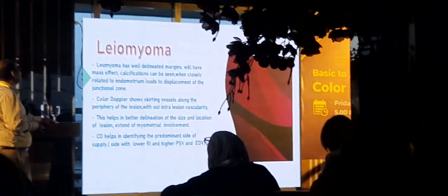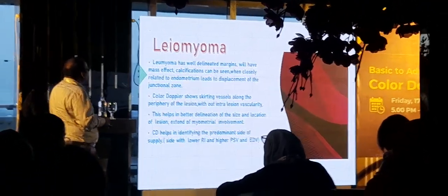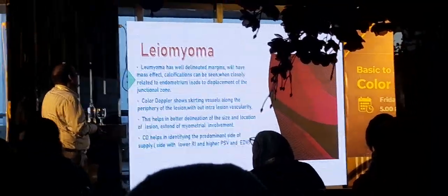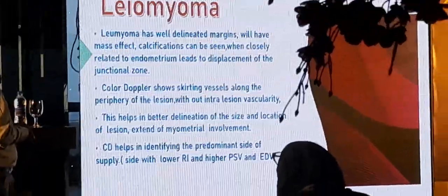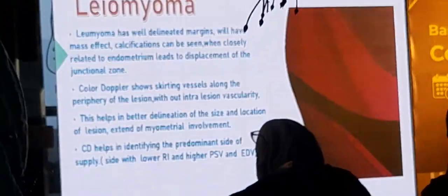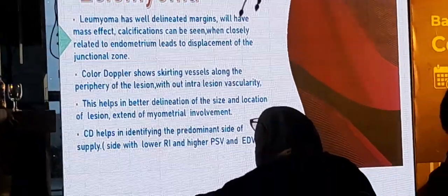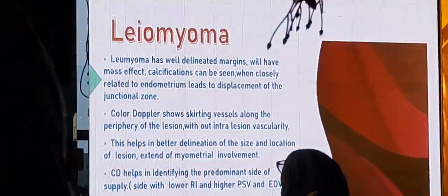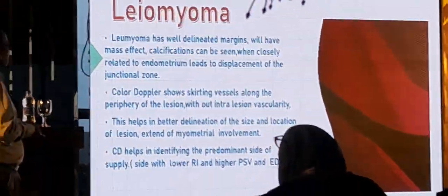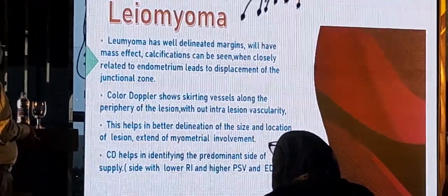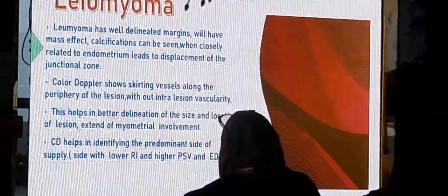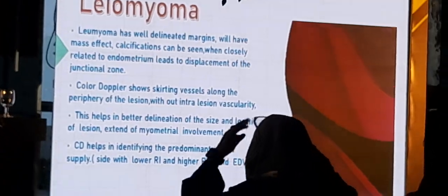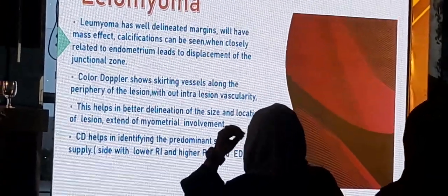Now, leiomyoma. Leiomyoma has well-defined margin, will have mass effect. Calcification can be seen. When closely related to endometrium, it leads to displacement of the junctional zone. That is, it may displace. Color Doppler shows striking vessels along the periphery of the lesion without intralesional vascularity. That is, vascularity around the fibroid. This helps in better definition of the size and location of the lesion, extent of myometrial involvement.